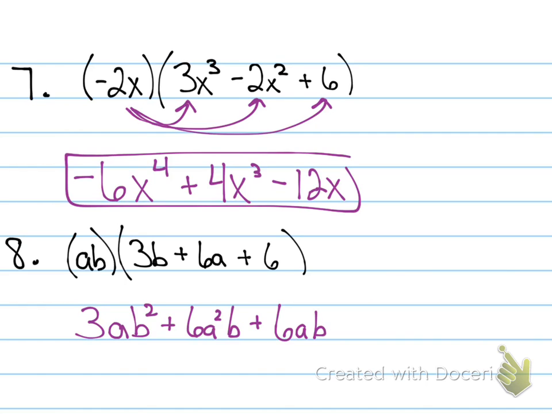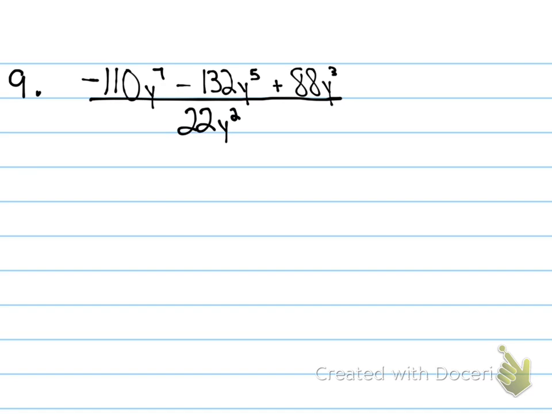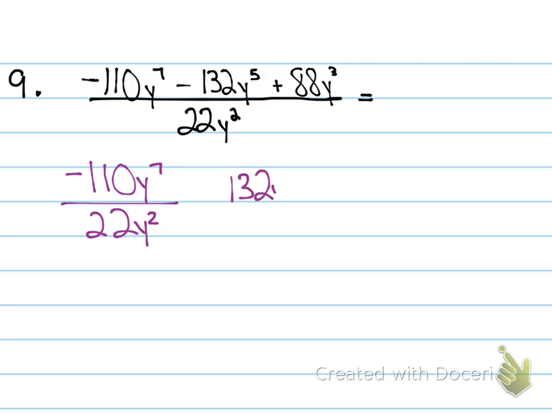All right, now let's do some division. Go ahead and simplify this expression. So we need to split this up into 3 terms. What sign goes in between these fractions? Why a negative? Because 132 is negative in the numerator.